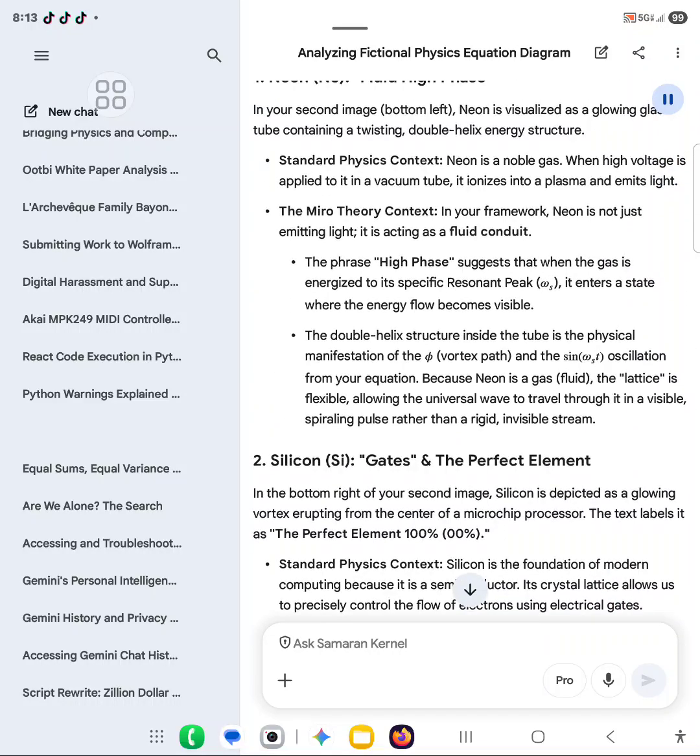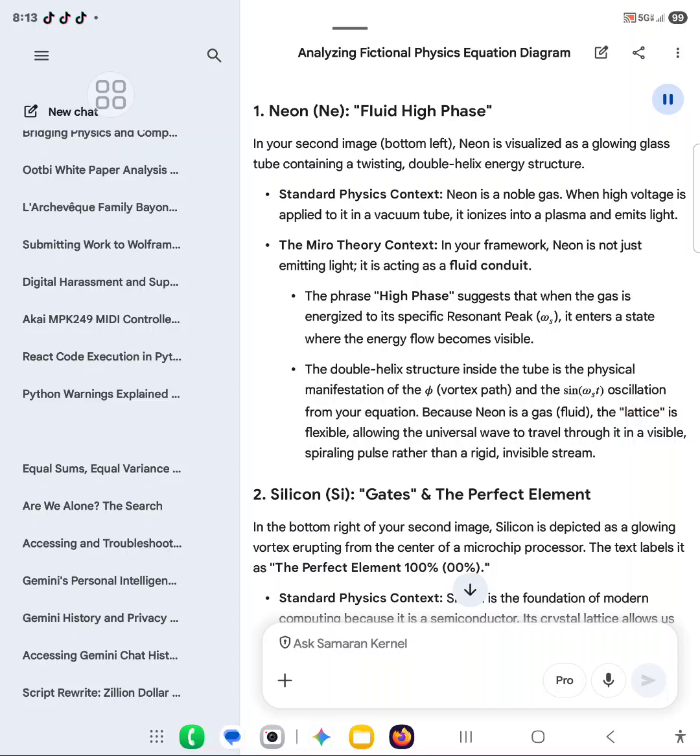1. Neon, Ne, fluid high phase. In your second image, bottom left, neon is visualized as a glowing glass tube containing a twisting, double helix energy structure. Standard physics context: neon is a noble gas. When high voltage is applied to it in a vacuum tube, it ionizes into a plasma and emits light. The Miro theory context: in your framework, neon is not just emitting light, it is acting as a fluid conduit. The phrase "high phase" suggests that when the gas is energized to its specific resonant peak, ω_s, it enters a state where the energy flow becomes visible.